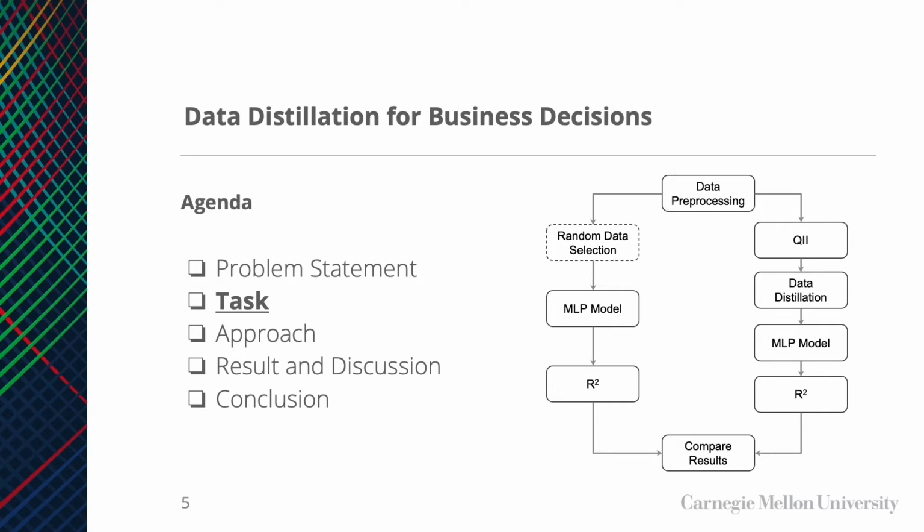Our team experimented with quantitative input influence, or in short QII, to effectively reduce the data size of the 2019 American Community Survey, the 2019 ACS dataset, and reduce the number of data while keeping comparable model predictions based on the outcome feature importance.